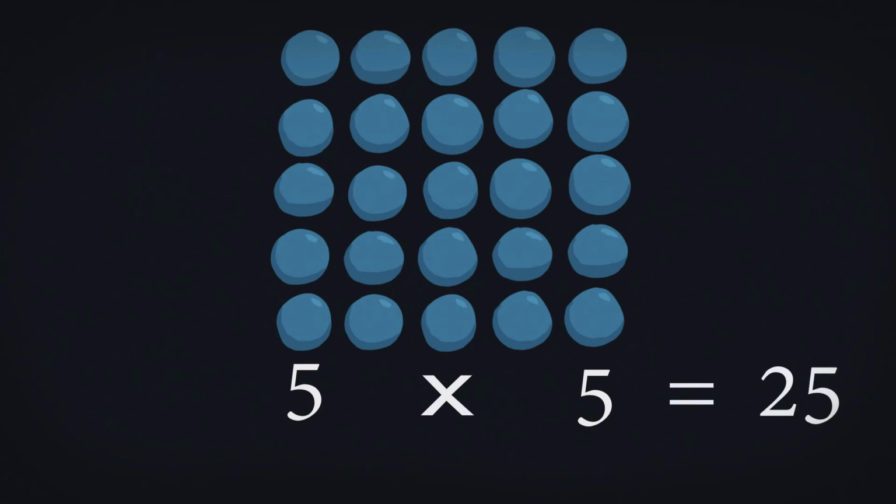Okay, 5 times 5 equals 25 isn't an observation. It's more a play on our definitions. It's a statement that, according to our naming scheme, 5 times 5 and 25 refer to the same thing.